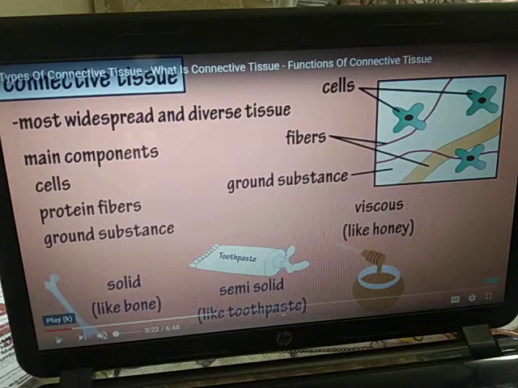Hello students. So today again I'm here with a video on the tissue, and today we are going to discuss the connective tissue. So we know very well that the tissues can be classified based on the main components of the cell. Either the tissue is solid, or it is semi-solid, or it is viscous. So depending on that we classify the tissues.